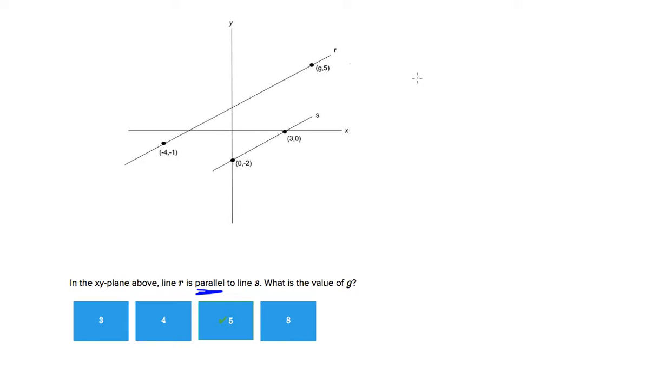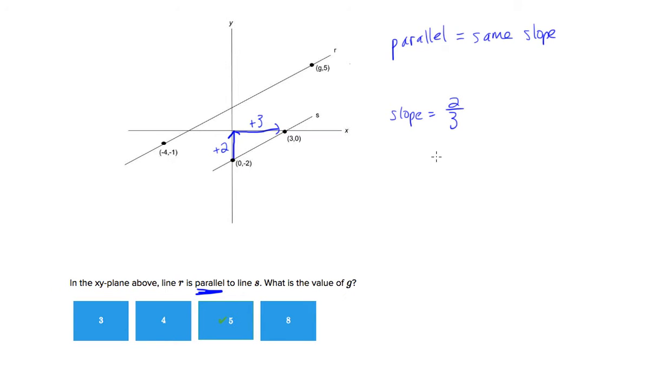When we're told that line R is parallel to line S, the first thing that should pop into your head is that parallel lines have the same slope, the same steepness, the same rise over run, whatever you want to think of it as. So in this case, let's figure out what the slope is. The rise, or the change in y, compared to the change in x: you go up 2 and over 3. So the slope of both of these lines has to be 2/3.